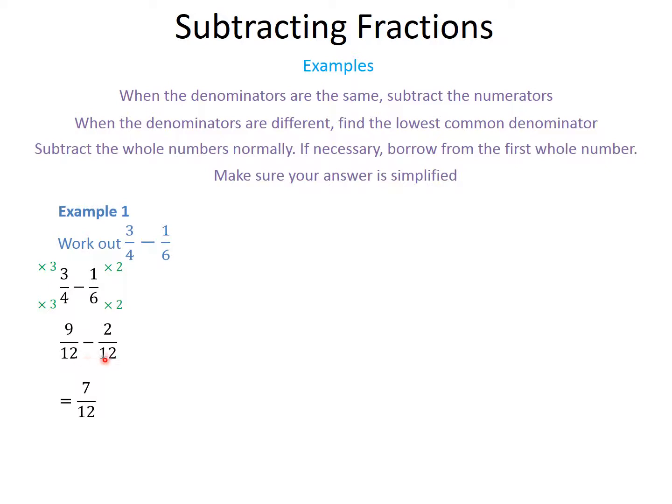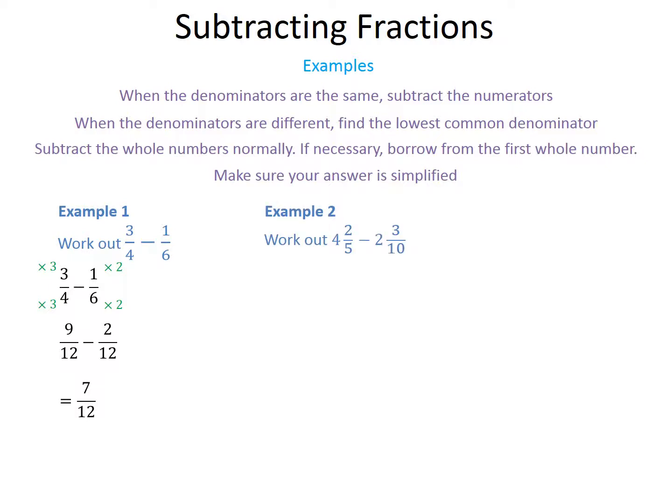Remember, of course, the denominators, the number of pieces that make up a whole, that's not changing at all. And just before we finish, quick check, does anything go into 7 and 12? No, it doesn't. That means that it's in simplest form, and I'll leave that as my final answer.